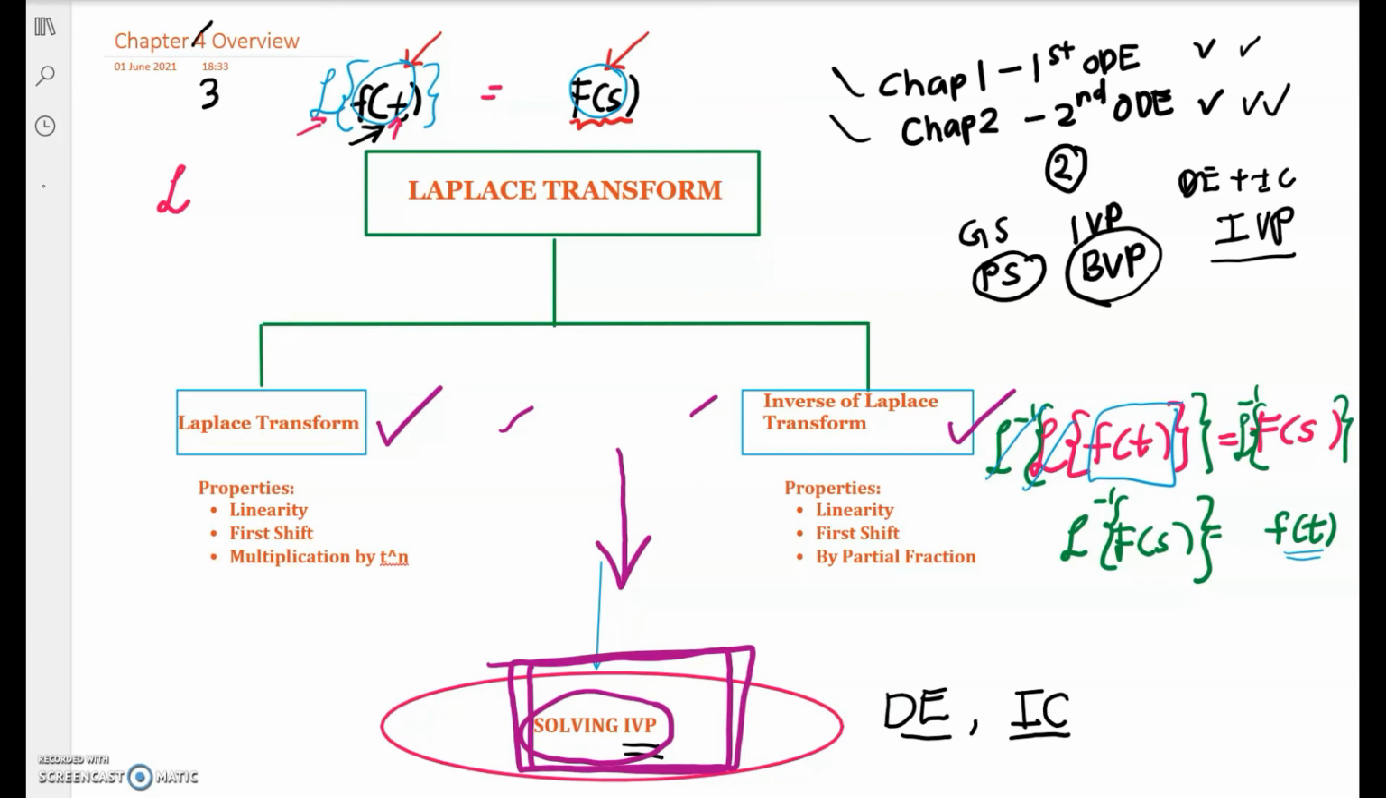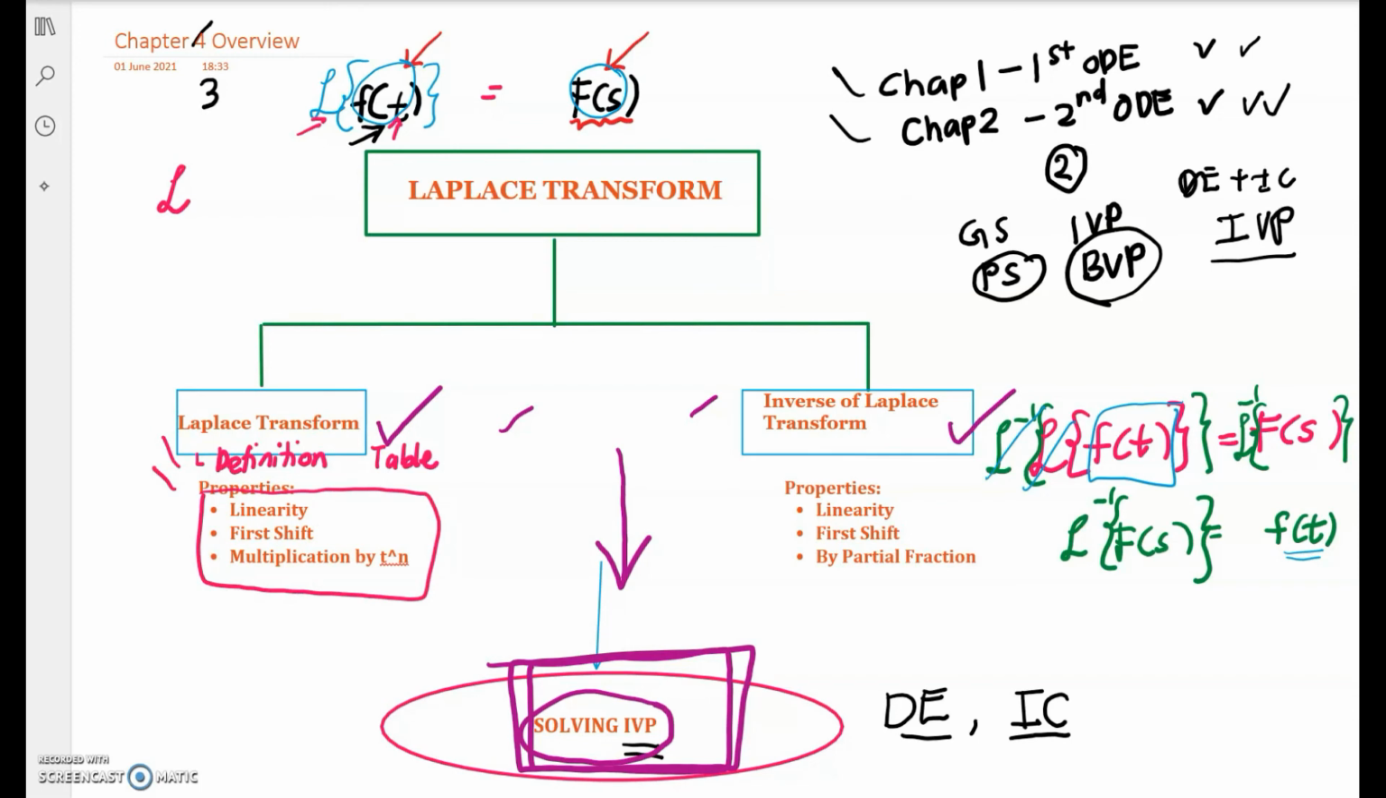So let's take a look at the things that we will discuss in the Laplace transform. First is the definition, which we already discussed. Then we compare with the table of Laplace transforms. After definition and table, we discuss the properties. What are the properties involved in the Laplace transform? Only three properties: linearity, first shift, and multiplication by t to the n.